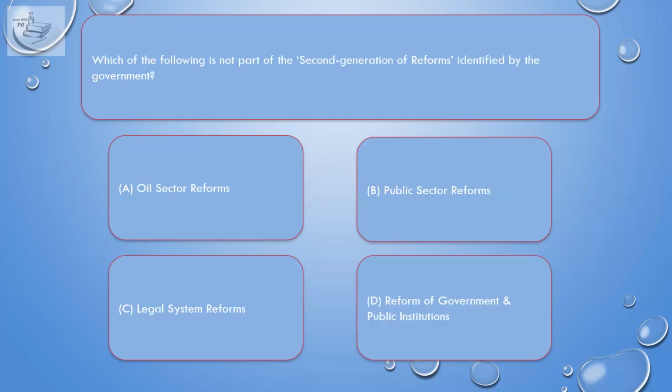Question: which of the following is not part of the second generation of reforms identified by the government? A. Oil sector reforms. B. Public sector reforms. C. Legal system reforms. D. Reform of government and public institutions. Correct answer is A. Oil sector reforms.